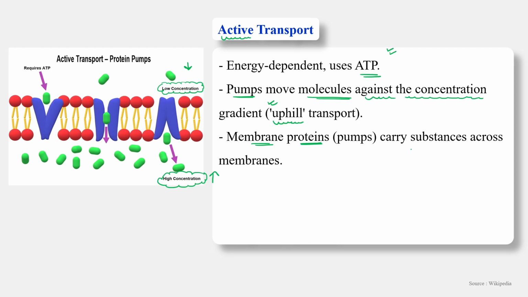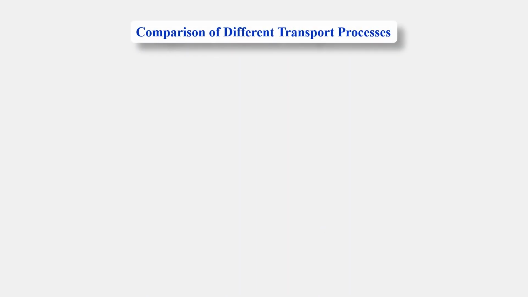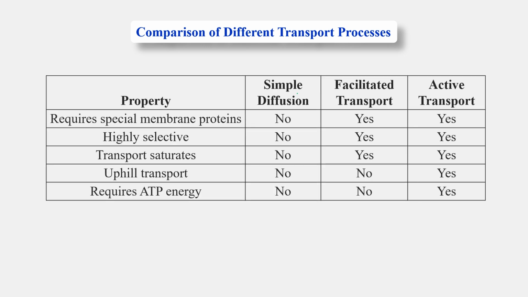This membrane protein, or we can say pump, carries that particular substance across the membrane, as over here this blue one. Okay, this membrane protein or certain kind of membrane pumps follow a method through which it actually carries that particular molecule and pumps that molecule inside the cell. These are again very specific, sensitive to inhibitors also. So in this, transportation again reaches a maximum level when all the transporters are used up. Clear?